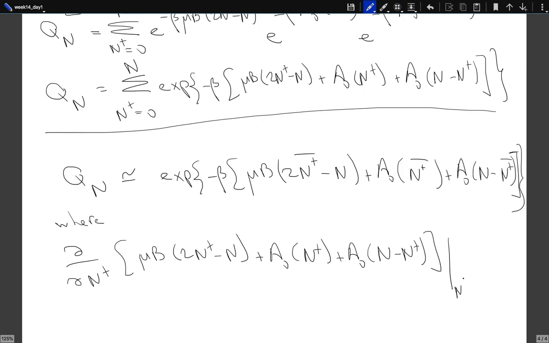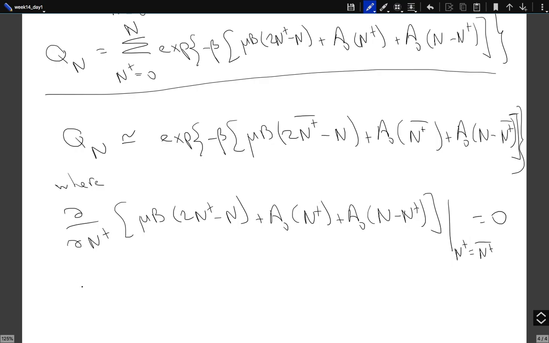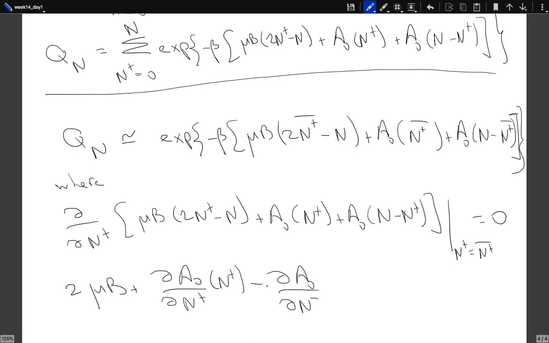If I evaluate this derivative at N plus equal to N plus bar, this should be equal to 0. This is the largest term in the sum. Now let's just take the derivatives: twice mu B, plus dA0 by dN plus, minus dA0 by dN minus. Both of these derivatives are evaluated at N plus equal to N plus bar. This should be equal to 0.